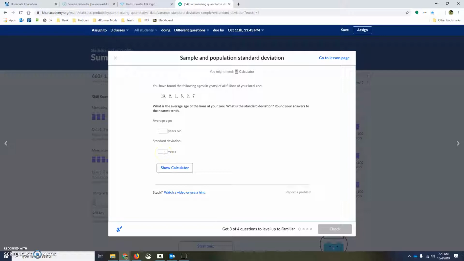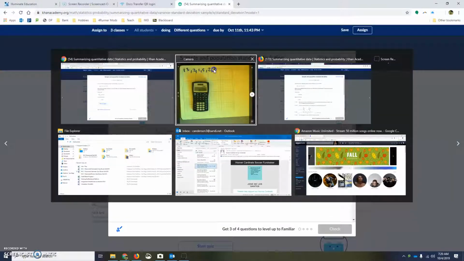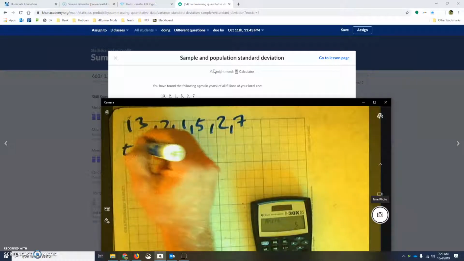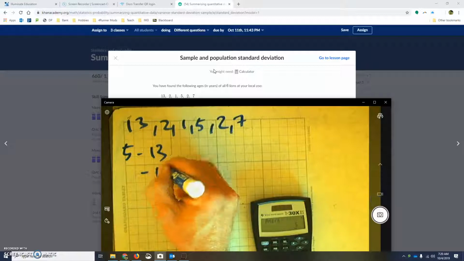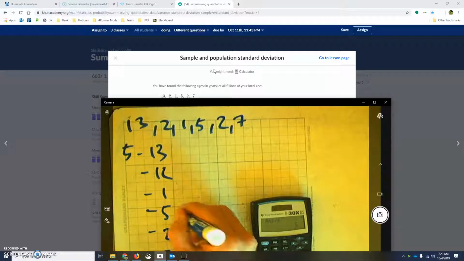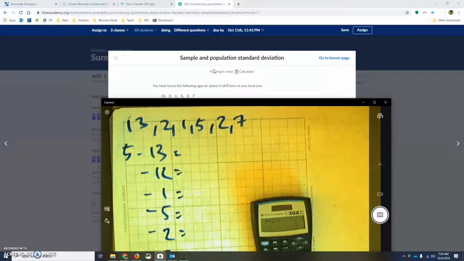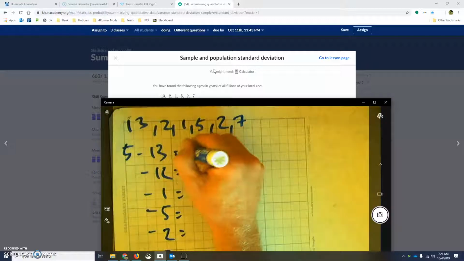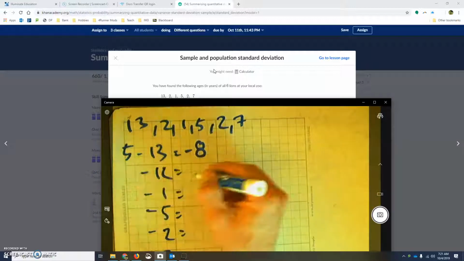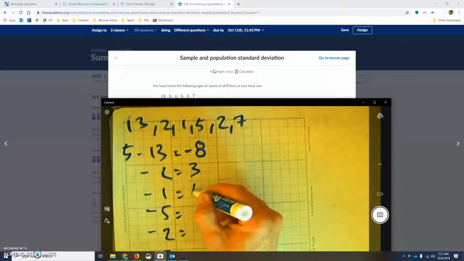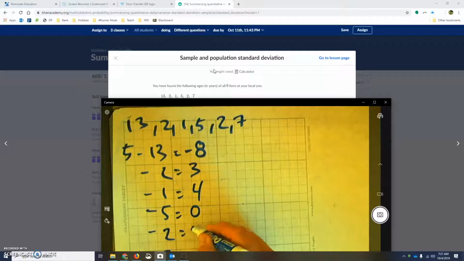To find the standard deviation, we're going to take 5 and subtract it from all these numbers. So 5 minus 13, minus 12, minus 1, minus 5, minus 2, and minus 7. Okay, so 5 minus 13 is negative 8. 5 minus 2 is 3. 5 minus 1 is 4. 0, 3, and negative 2.